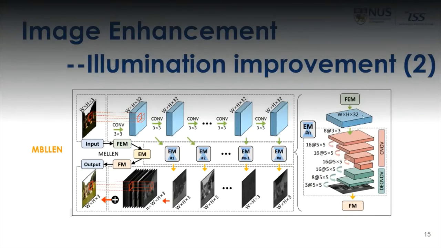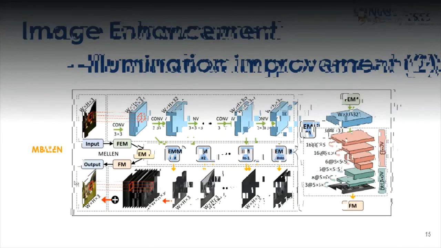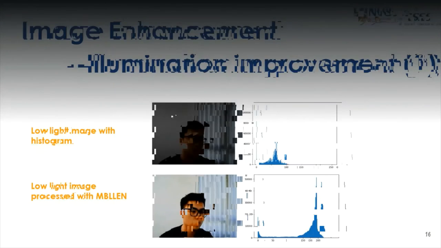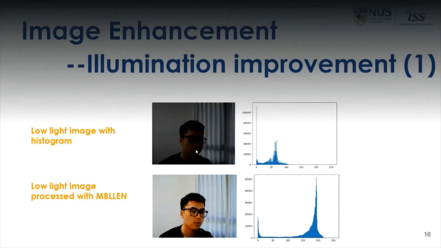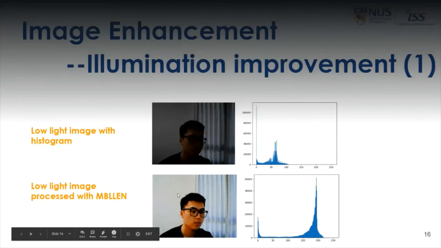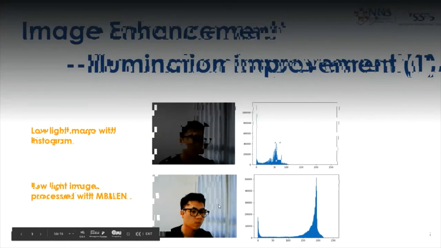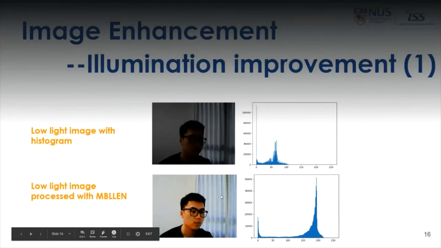The EM is trying to enhance the texture features in low light condition into a good lighting condition. The FM tries to fuse all the features from low level to high level, and the output of the fusion module is the enhanced RGB image. Here, the input is the same as the input of histogram equalization. However, the performance is much better, which means our mask detector can also be deployed in outdoor areas.